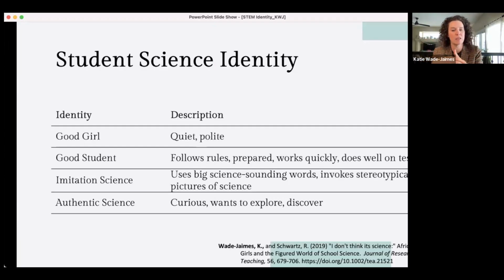First, there was this idea of being a good girl. And the students would even use this language. I'm a good girl. I'm really quiet. I'm polite. I don't interrupt. I don't get out of my seat. I don't break rules, etc.